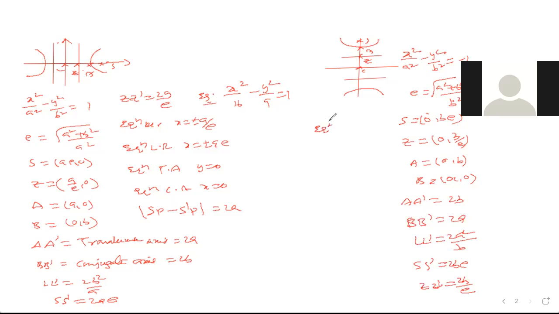Now in the case of this one, equation of directrix: y is equal to plus or minus b by e. Equation of latus rectum is y is equal to plus or minus be. Here the transverse axis is x is equal to 0. Conjugate axis is y is equal to 0.